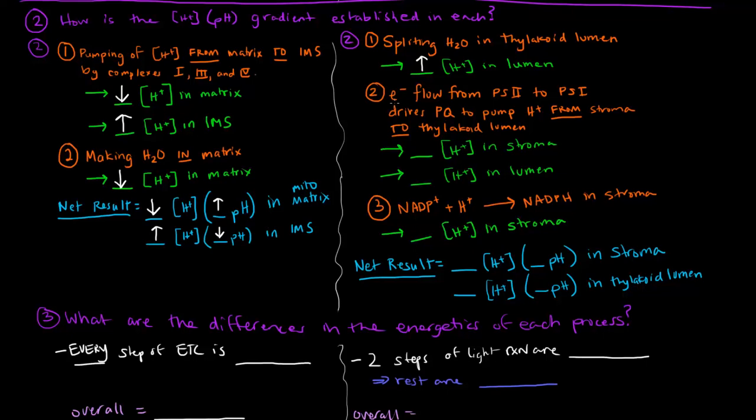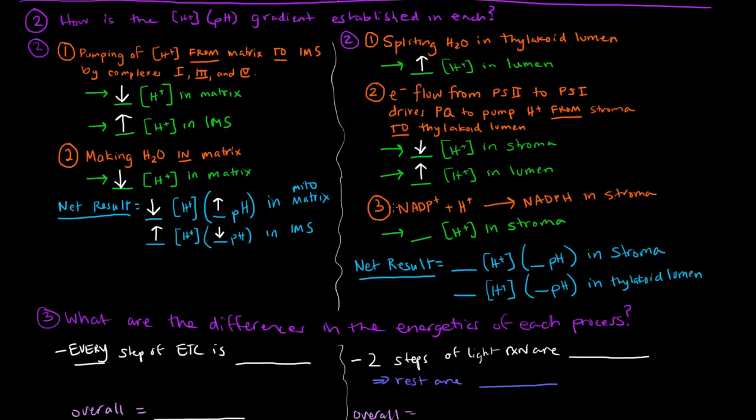The second thing that contributes to the gradient is the electron flow from photosystem 2 to photosystem 1. So this is when plastoquinone pumps protons from the stroma into the thylakoid lumen. So they're taking it out of the stroma, so that's lowering the concentration of protons in the stroma, and taking them to the thylakoid lumen, which would increase the proton concentration in the lumen.